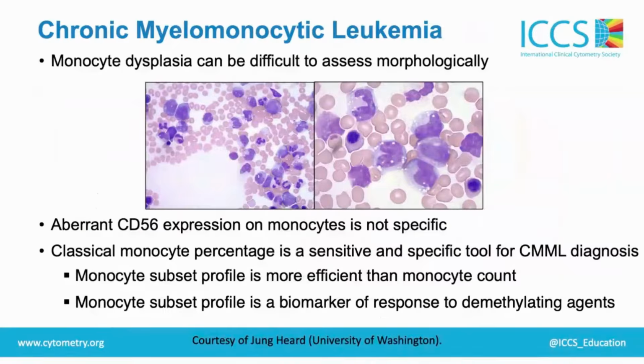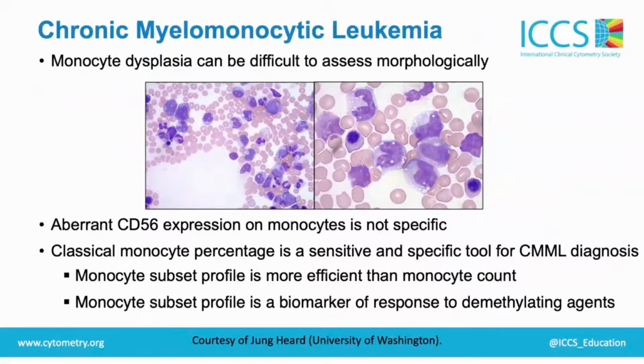An initial diagnosis of chronic myelomonocytic leukemia can be challenging, in particular to differentiate from reactive monocytosis, prefibrotic myeloproliferative neoplasms, and other myeloid neoplasms with monocytosis. The monocyte dysplasia can be difficult to assess. Morphologically identified monocytes could include a variable fraction of dysplastic immature granulocytes. CD56 expression on monocytes is not specific and can be seen in reactive conditions.